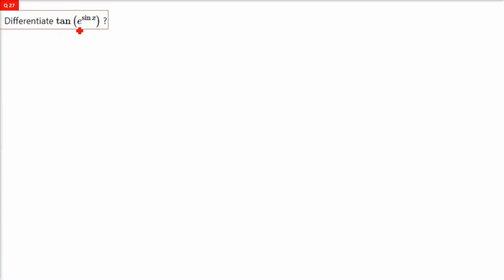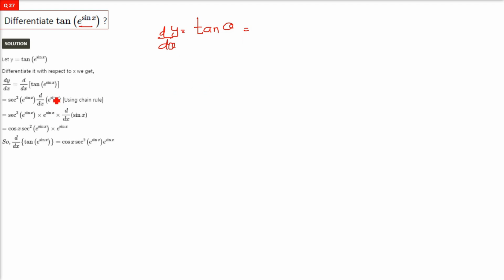Differentiate tan e to the power sin x. So the first step will be to assume it to be some tan theta or tan y. So we have y equals tan say theta. So dy by d theta will be the differentiation of tan theta. Tan theta differentiation direct value we know. On the left I have given you that. If you want to skip, you can have a look and if you're comfortable. Otherwise you can just follow me.